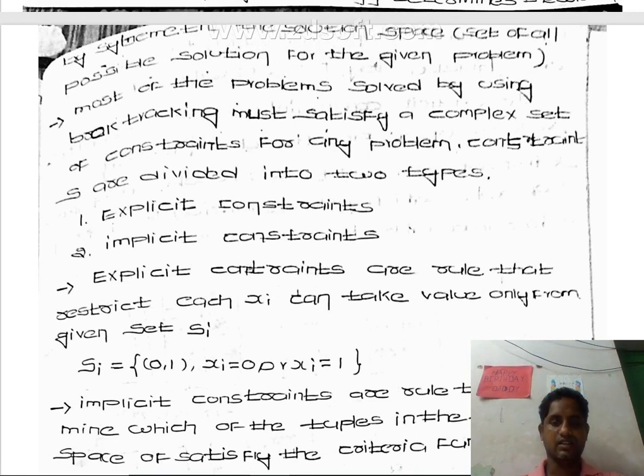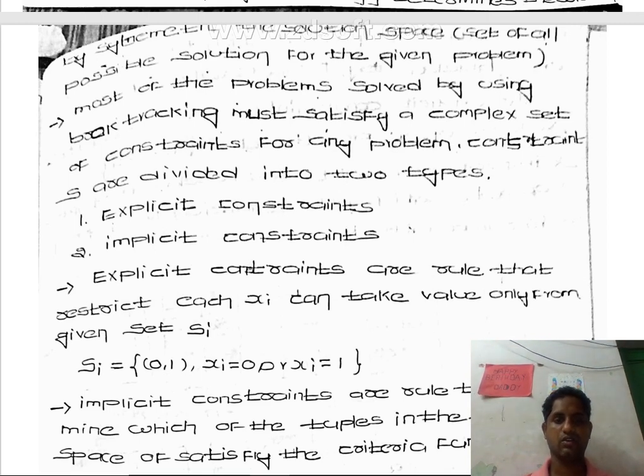And implicit constraints are rules that determine which of the tuples in the solution space satisfy the criteria function. It is called an implicit constraint. So to solve complex problems, we can use two types of constraints. The first one is the explicit constraint and the second one is the implicit constraint.